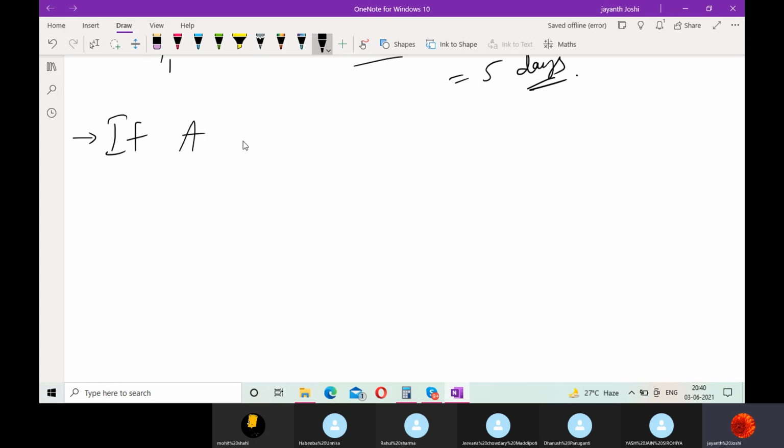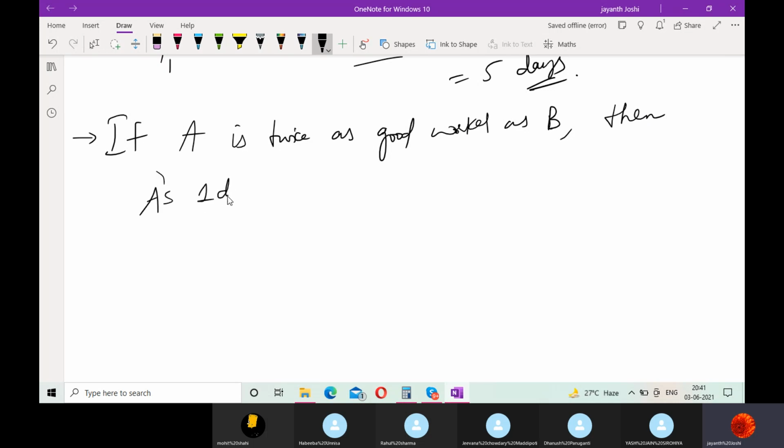See, if A is twice as good a worker as B, then A's one day work by B's one day work is equal to 2 by 1.